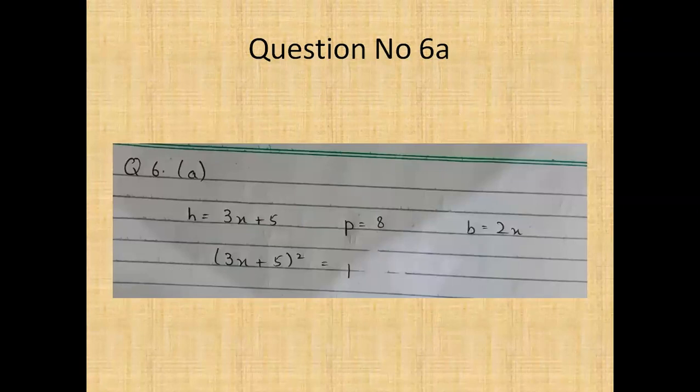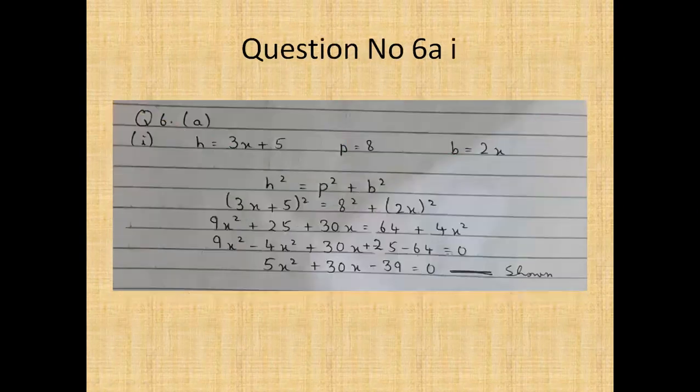So the hypotenuse is 3x plus 5. The perpendicular is 8 and the base is 2x. So we will apply Pythagoras, and here you can see I have applied Pythagoras. Hypotenuse squared is equal to perpendicular squared plus base squared. So 3x plus 5 whole squared will be equal to 8 squared plus 2x whole squared.